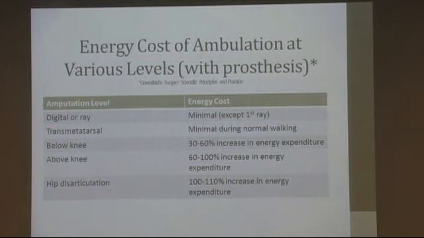This is kind of interesting. It's just the cost of ambulation. When you look at how much increase in energy expenditure you have for the above knee and below knee, it's pretty amazing. 30 to 60% for below knee. That's a lot. Above knee, 60 to 100%. So you can see why it's a big task.